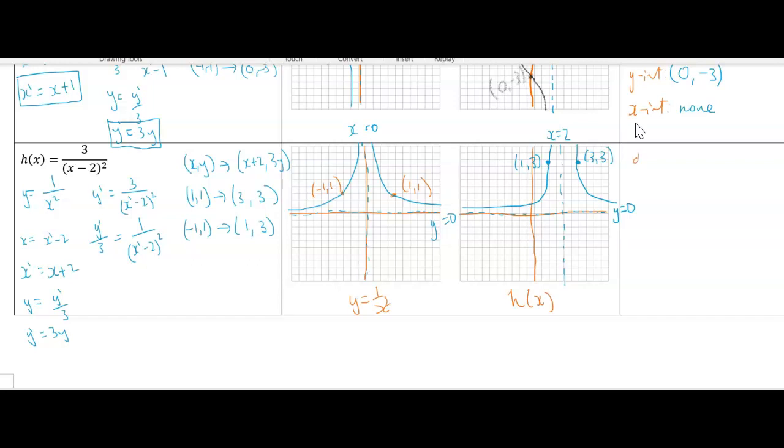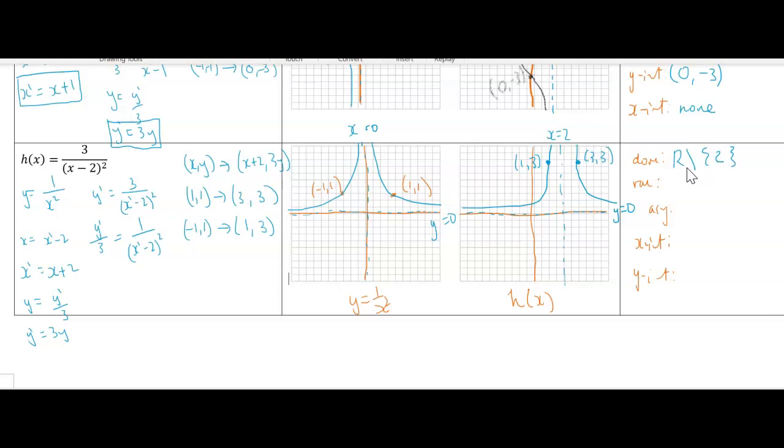Okay, so let's label our domain, range, asymptotes, x-intercept, y-intercept. Okay, so your domain with a truncus, it's any real value excluding that vertical asymptote, so excluding 2. A bit sloppy, sorry.